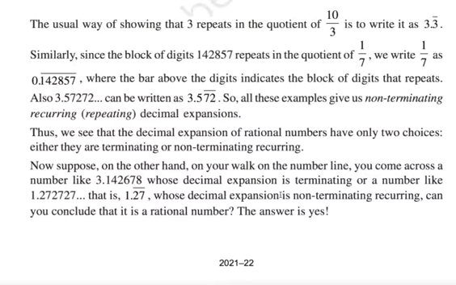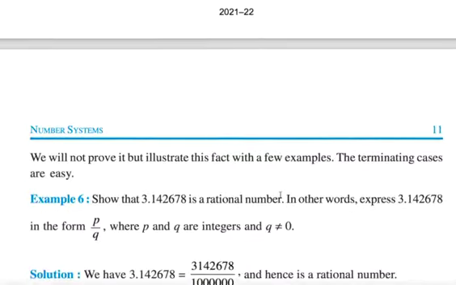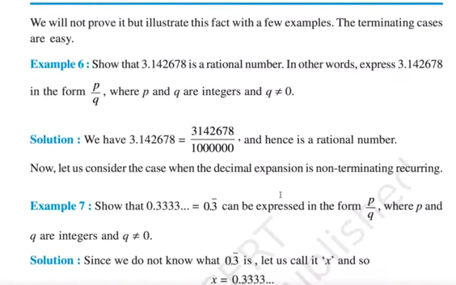Now, suppose on the other hand, on your walk on the number line, you come across a number like 3.142678, whose decimal expansion is terminating, or a number like 1.2727, that is 1.27 bar, whose decimal expansion is non-terminating recurring. Can you conclude that it is a rational number? Yes, the answer is yes. Okay, only two forms are there for a rational number. We will not prove it, but illustrate this fact with a few examples.